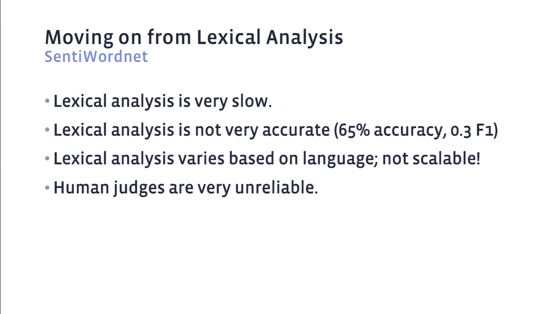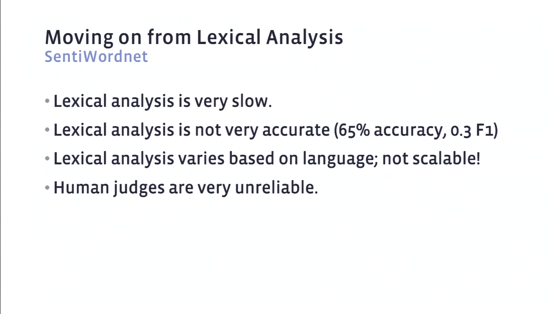But there are problems with this method. Lexical analysis, such as we did, is very slow. So the lexical analysis method in SentiWordNet also involved part of speech, and part of speech tagging can be very slow. There are some that are faster. In Python, the one that we were using wasn't particularly ideal, and that's something we're going to revisit later. Lexical analysis is not very accurate. In this particular case, we had 65% accuracy, and our F1 score was 0.3. So an F1 score is basically a balance of precision and recall. Precision and recall are two metrics that come from information retrieval, and they give you more information than accuracy alone. F1 score goes from 0 to 1, so 0.3 is pretty bad.